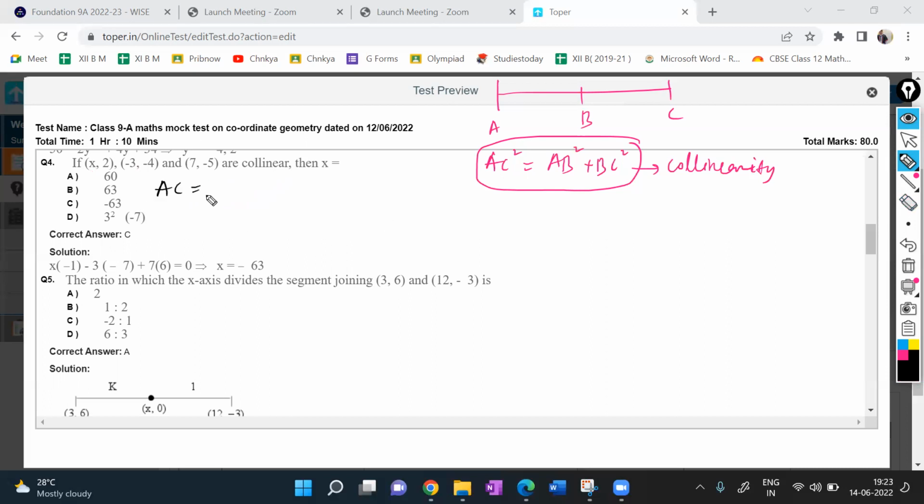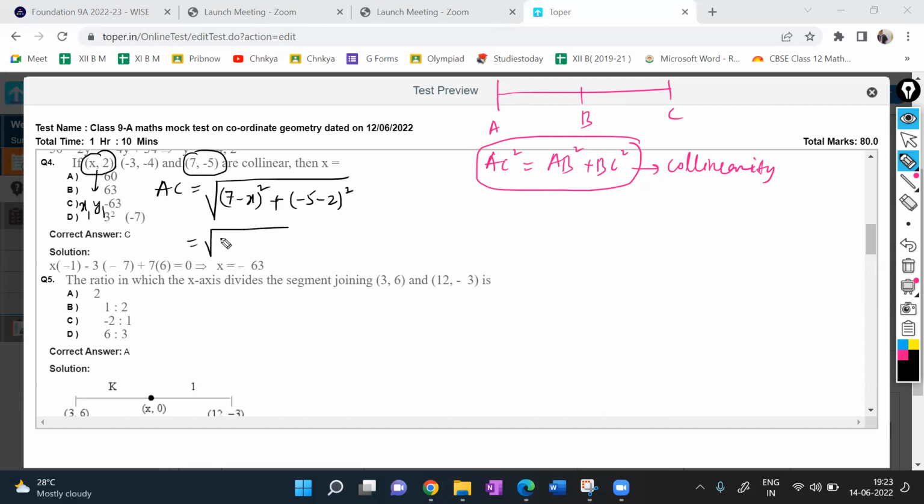First of all, we need to find out AC. AC is nothing but the distance between point A and point C. So this is x1, y1, and this is x2, y2. So x2 minus x1 whole square: 7 minus x whole square, plus y2 minus y1 whole square, that is minus 5 minus y1, which is nothing but 2, whole square.